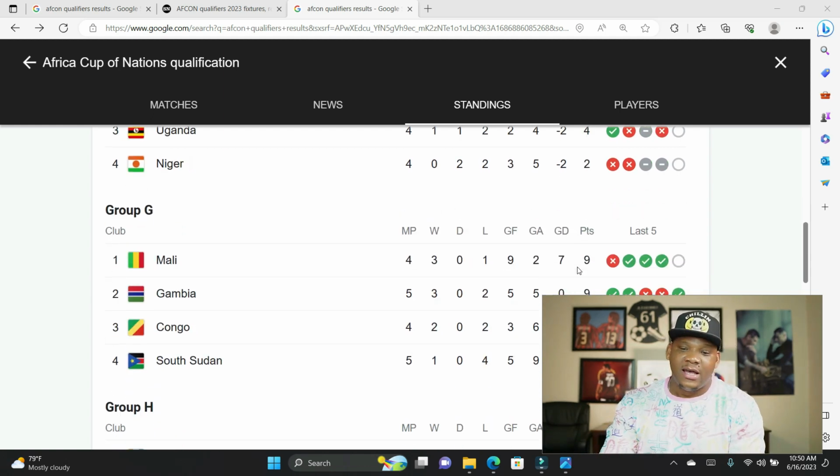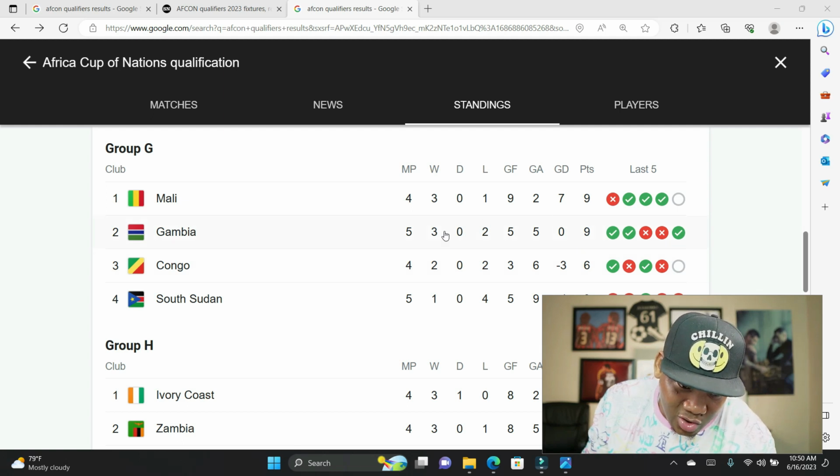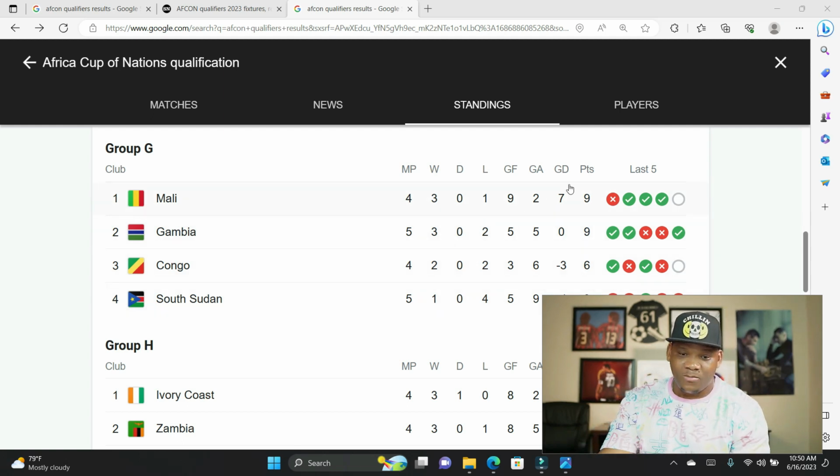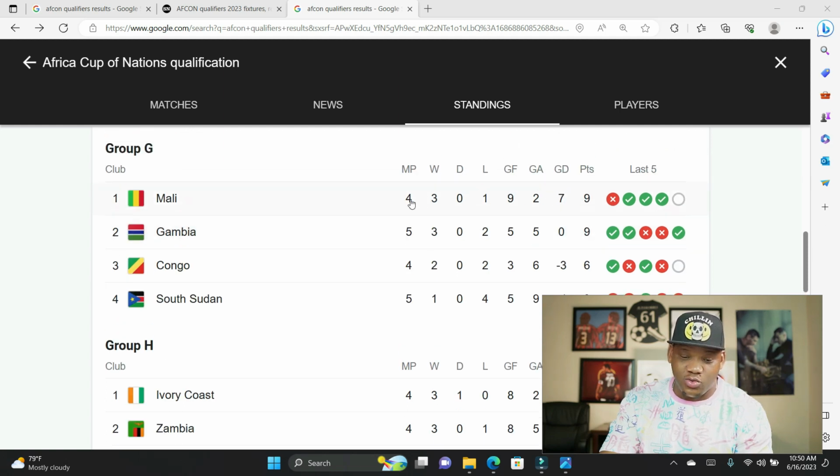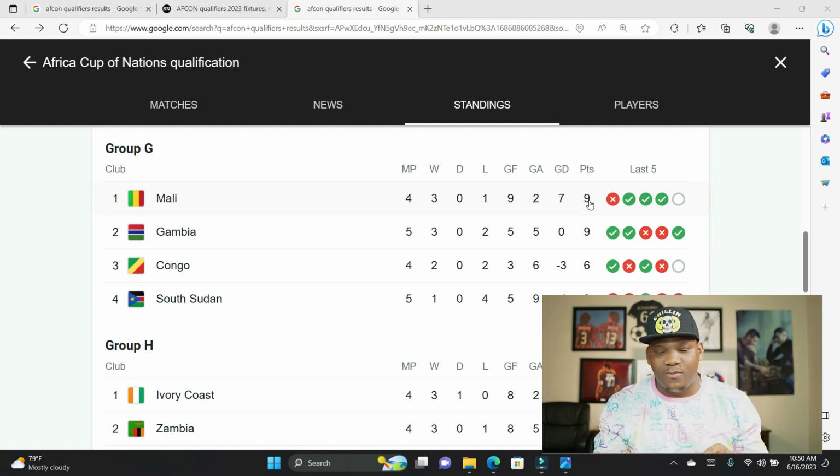Group G, Mali, Gambia, Congo, and South Sudan. Again, it's going to be a very tight one. Mali has a game in hand on Gambia, which means Mali can realistically expect to make it, with 2 games and a game in hand.